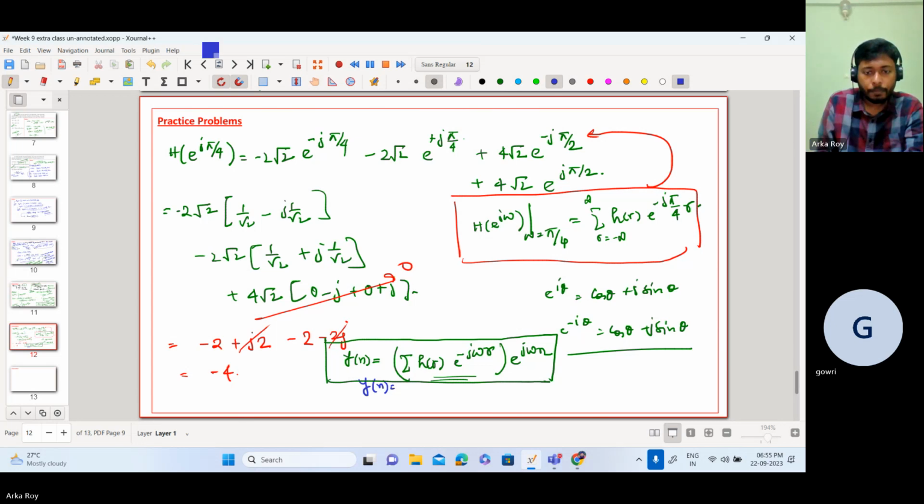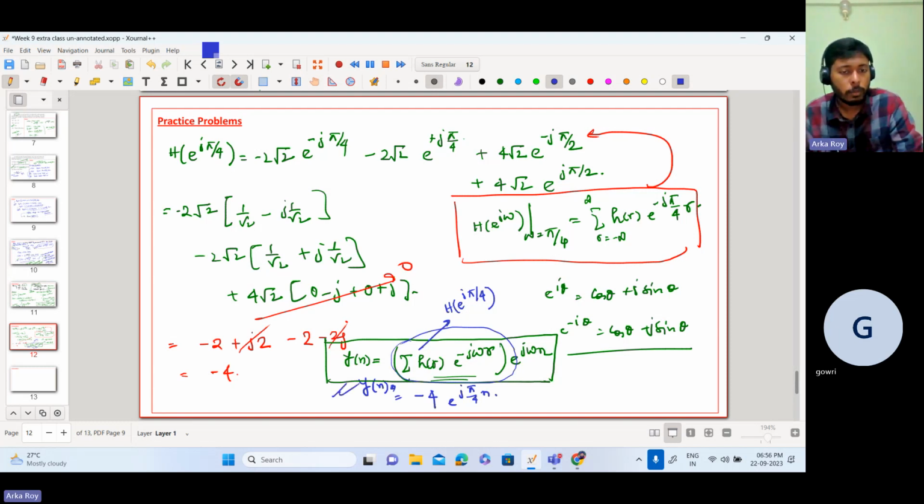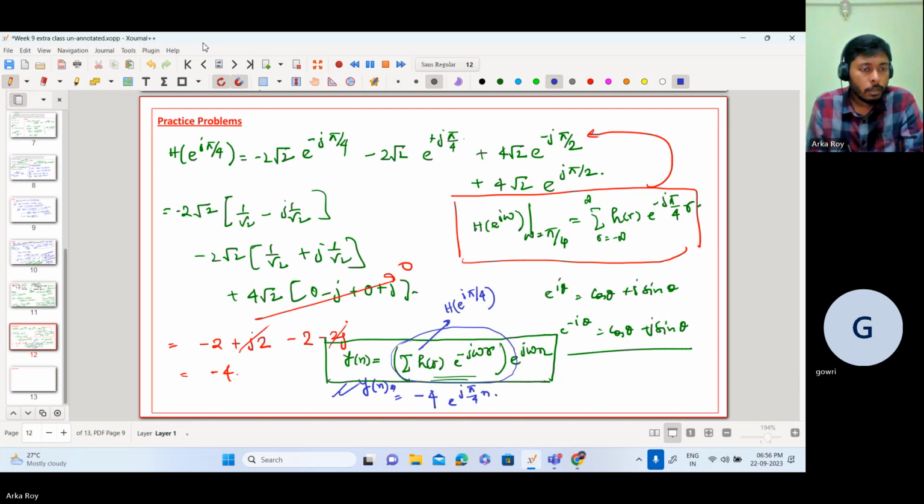For the output y n, we have found h e power j pi by 4. We have already found the result, that is minus 4. And this will be just e to the power j pi by 4 multiplied with n. So the output will be y n equals minus 4 e to the power j pi by 4 n. So this is the final output. So question 1 is done.